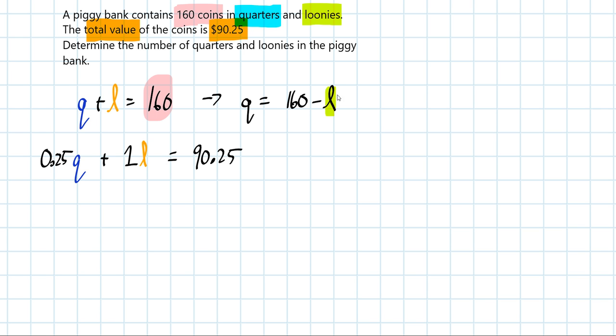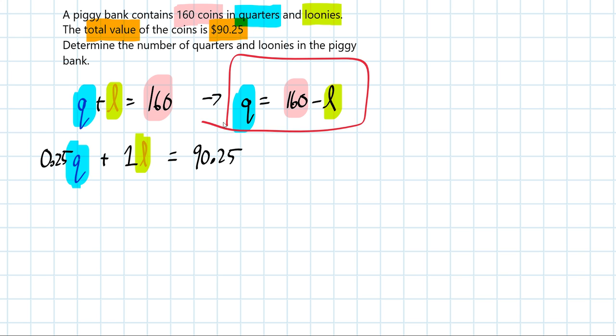So L is still my number of loonies. Q is still my number of quarters. 160 is still my total number of coins. But once I have this, now I have a way to write Q using only L. So if Q is truly equal to 160 minus L, which I did by just rearranging this first equation, then anywhere that I see a Q, I should be able to substitute that.